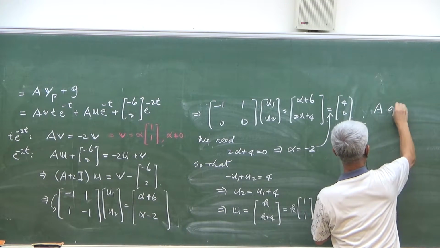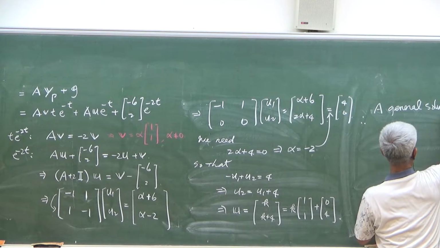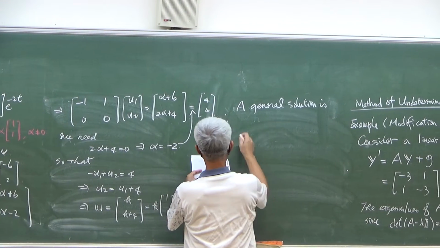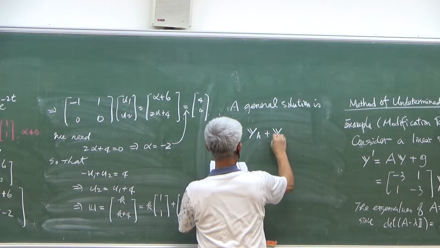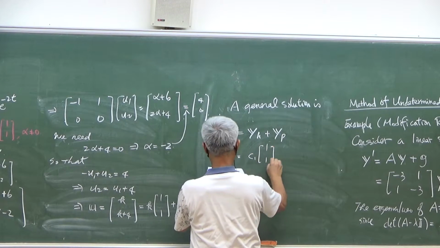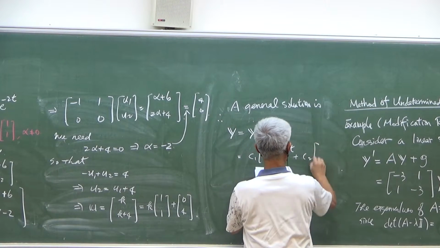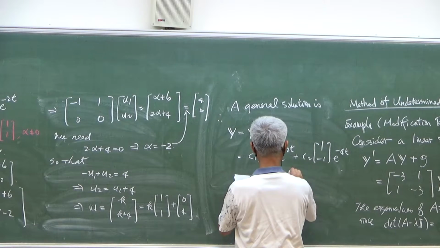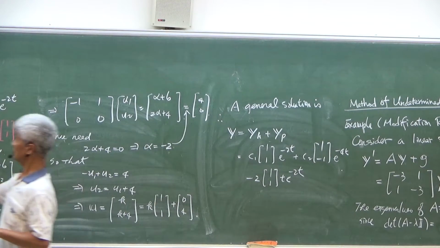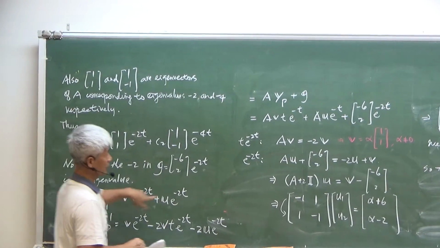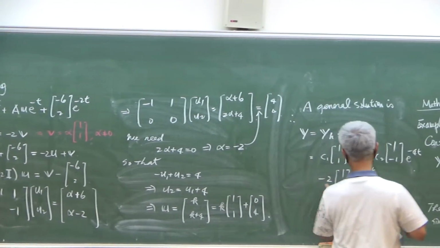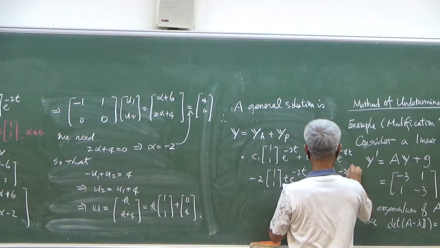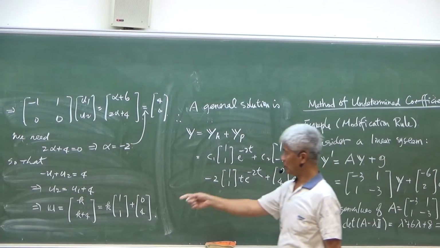Alright, so a general solution is y equal to y_h plus y_p. So this is c1 (1, 1) e to the minus 2t plus c2 (1, minus 1) e to the 4t, plus, because the v we have corresponds to alpha equal to minus 2, (0, 4) e to the minus 2t.